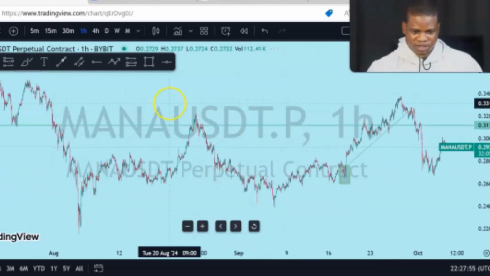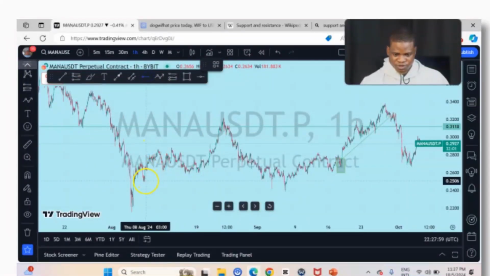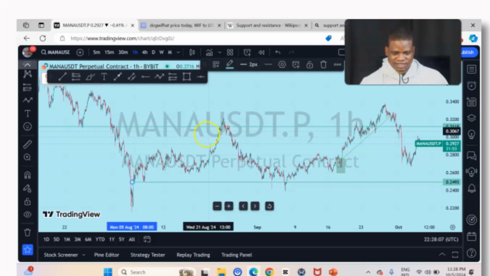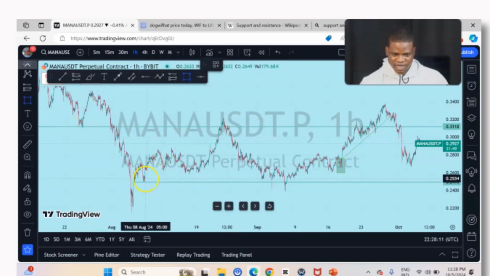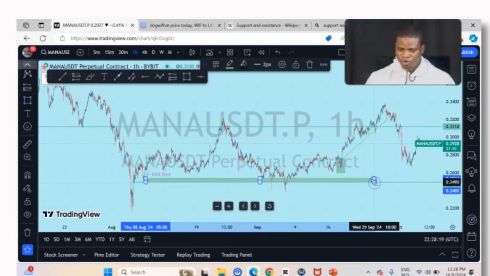Let's simply look at this particular chart. If you look at this particular price point, you will see that anytime the market comes to this area, support and resistance are areas on the chart. They are not a straight line. Anytime price comes to this area, it bounces and goes up. You will notice that that's an area of support.